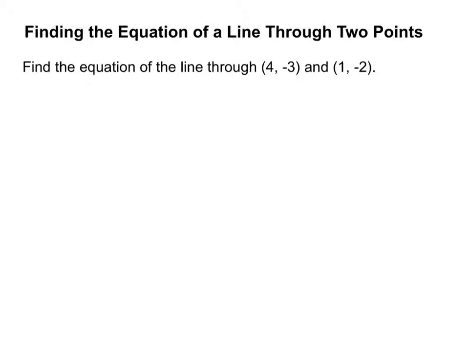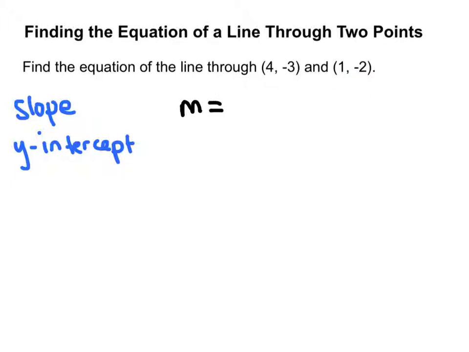Find the equation of the line through (4, -3) and (1, -2). There are two things I need whenever I have to find the equation of the line. One of them is the slope, and the other is the y-intercept. Since I have not been given the slope, I want to look at my ordered pairs and use the slope formula to calculate the slope.